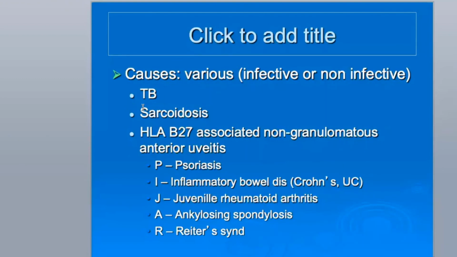Now, we have sarcoidosis. Sarcoidosis can also cause uveitis, and we also have HLA-B27. Now, I try to summarize here the causes of other uveitis. Psoriasis can also cause uveitis. Crohn's disease, the inflammatory bowel disease, can also cause uveitis, juvenile RA, ankylosing spondylitis, and also Reiter's syndrome. So those are the common ones that cause uveitis in patients.